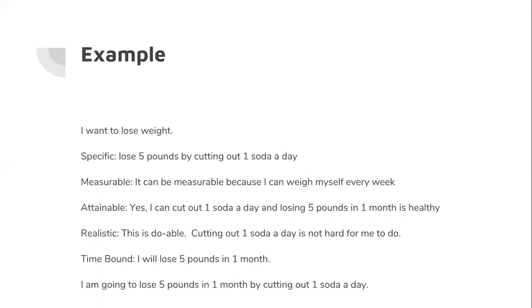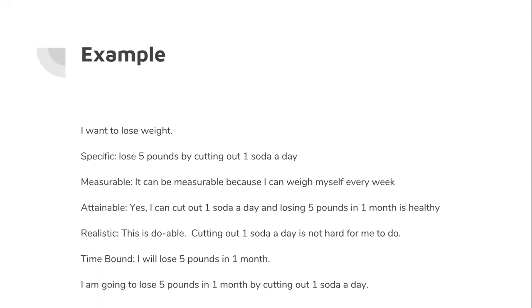Measurable. Yes, it can be measured now, because I can weigh myself and start tracking that 5 pounds that I want to come off. If I just said I want to lose weight, it's not really measurable. I could lose 0.2 of a pound and that goal could be met, but that's not what I'm really talking about. So making sure that it can be measurable.